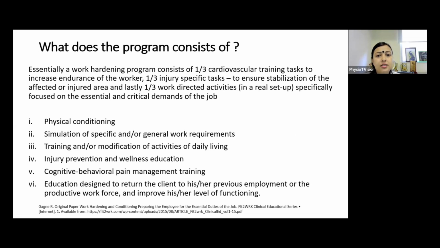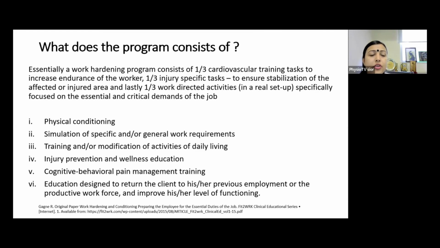So what does the program consist of? Essentially, a work hardening program consists of 1/3 cardiovascular training tasks to increase endurance of the worker, 1/3 injury specific tasks, and 1/3 job directed tasks, that is in a real setup specifically focused on the essential and critical demands of the job. As discussed before, cardiovascular training plays a very important role when it comes to work conditioning and work hardening. So hardening followed by conditioning.